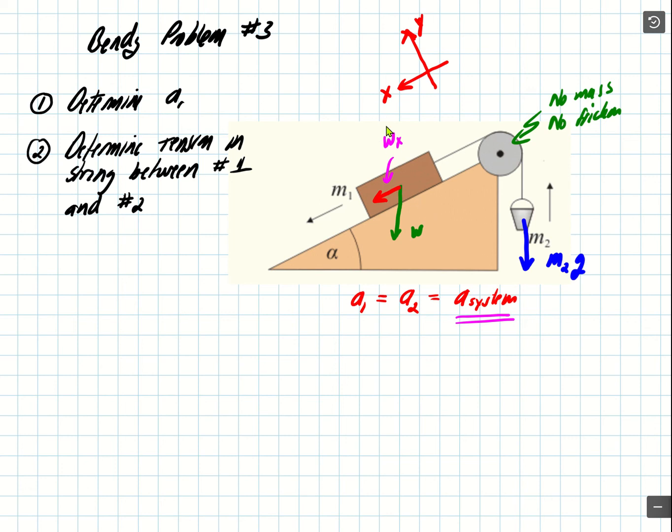Okay, so how do we get the x component of gravity when something's on a ramp? Well, let me just write it, and then we can review it if need be. Okay, so Wx is going to equal mg sine theta, let's call that theta.